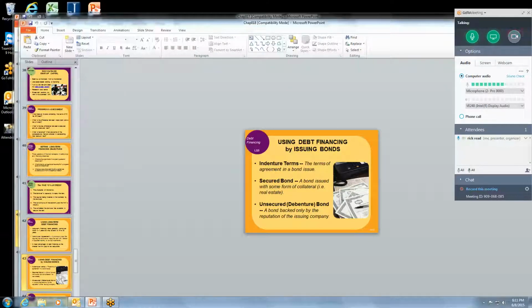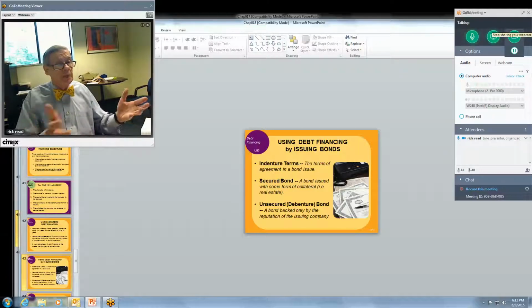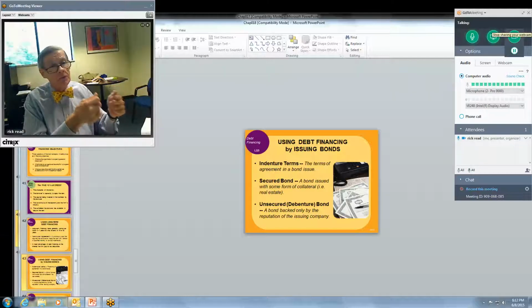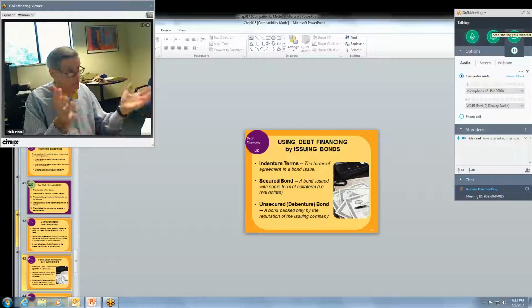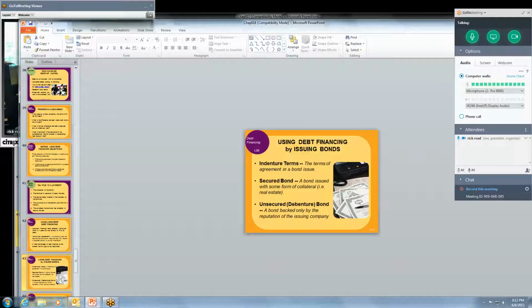These are just different types of bonds that a company would offer. Indentured, that's what the terms of the bond agreement are. Secured, we know what that is. There's some kind of collateral that's put up with that. Unsecured, we know what that is as well. There is nothing put up. That's just on the borrower's good name and his or her good faith.